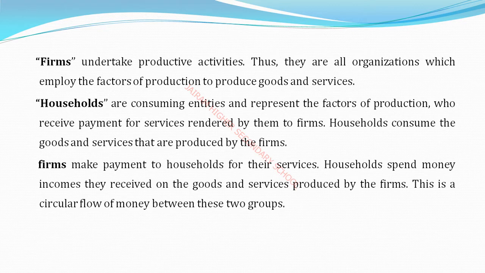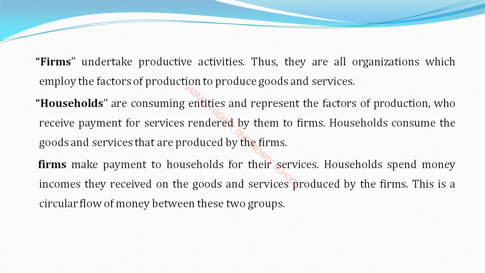The firm sells the goods and services to the household. The household pays for those transactions, for goods and services produced by the firm. In short, firms make payments to households for their services. Then households spend the income they received on the goods and services produced by the firm. This is a circular flow of money between these two groups.